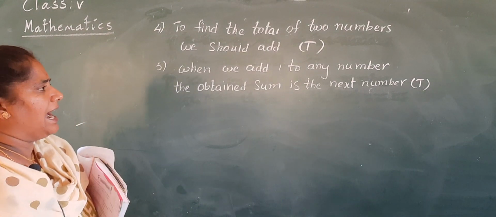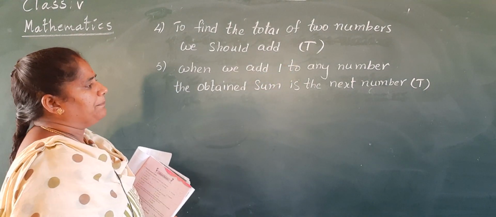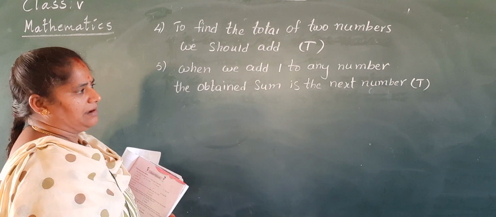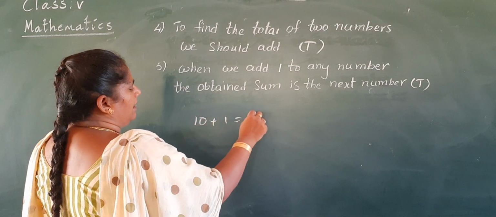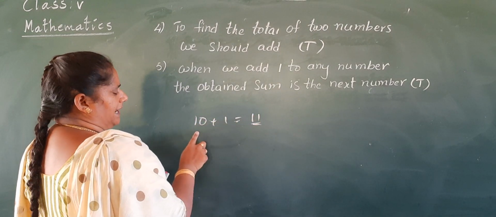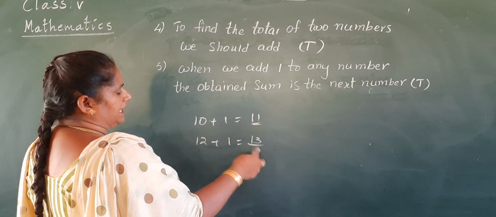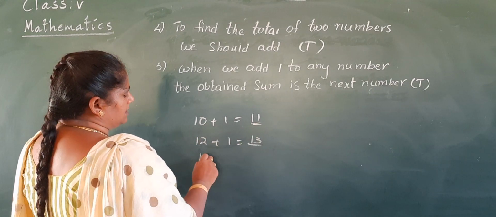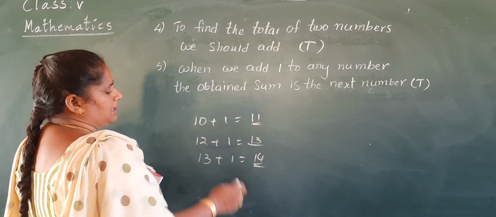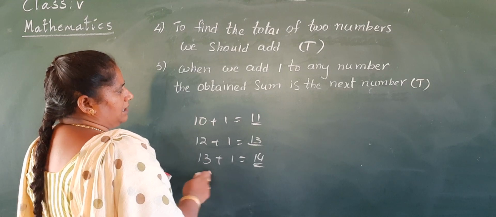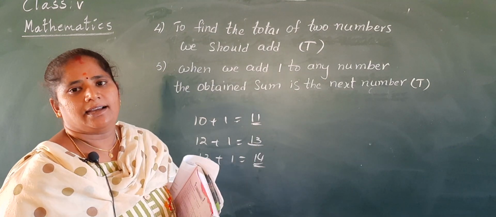See, ma, when we add 1 to any number, the obtained sum is the next number. Let us take 10. 10 plus 1, 11. The sum is the next number of the 10. 12. 12 plus 1, 13. 12 after 13. 10 after 11. Next 13 plus 1, 14. Yes, 13 after 14. So if you add 1 to any number, the obtained sum is the next number. Yes, this statement is correct.